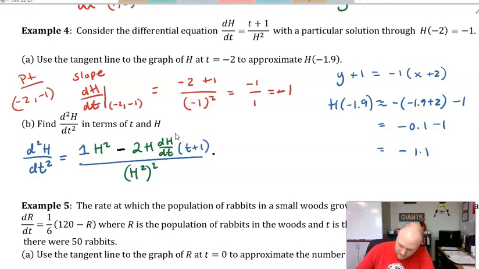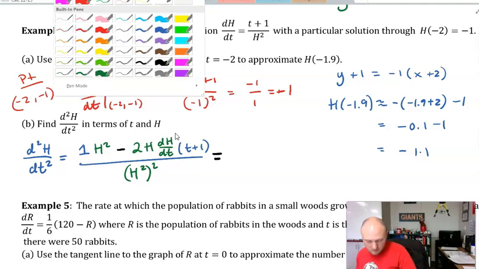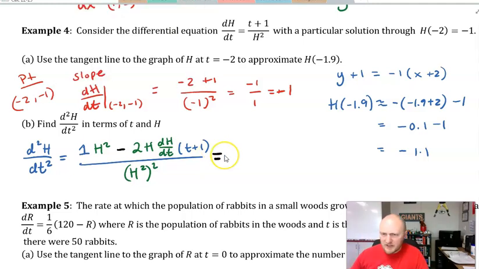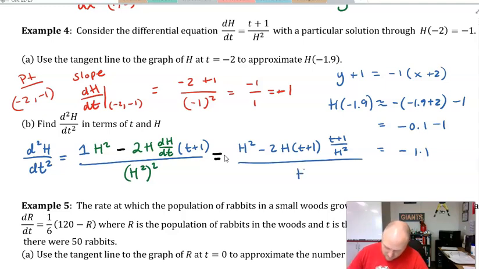Okay, so we'll put this in terms of h and t. So we get h squared minus 2h times t plus 1, and then I'm going to include dh dt here, over h to the 4th. Again, like I said, you can multiply top and bottom, everything by h squared. H to the 4th equals, I guess I could do it.